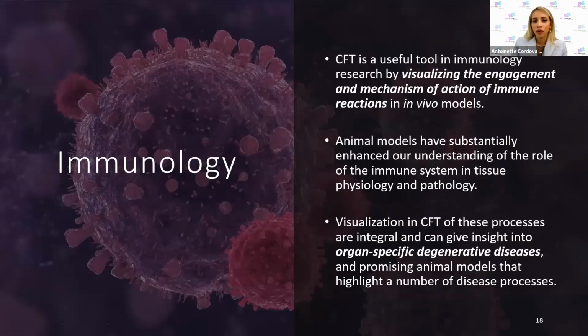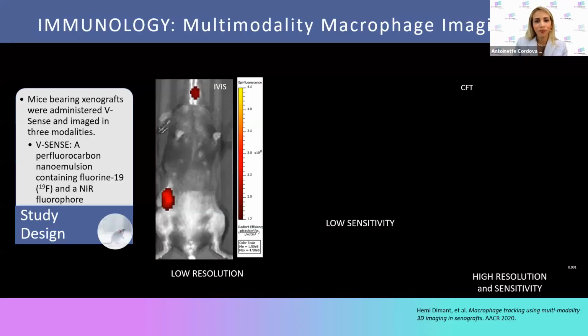Now I will move on to immunology. Obviously the importance of immunology is that we can really look at organ-specific degenerative diseases and the mechanisms of action of immune reactions in in vivo models.